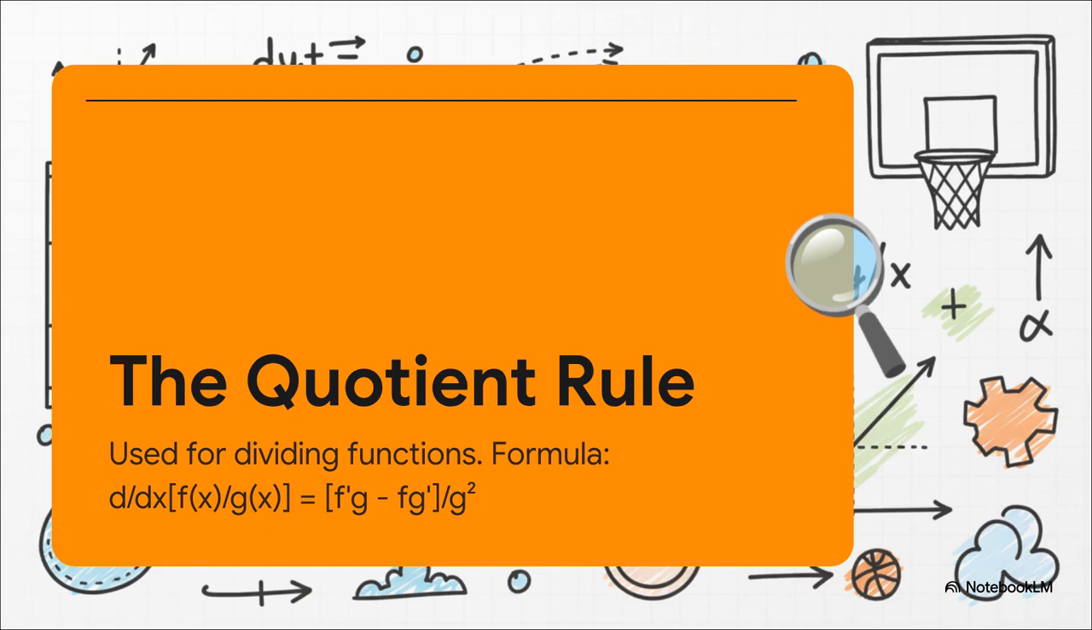If you've got one function divided by another, you use the quotient rule. There's actually a classic little rhyme for this one. Low d high minus high d low, square the bottom and away we go. It's just a pattern. The bottom function times the derivative of the top, minus the top function times the derivative of the bottom, all of that over the bottom function squared.